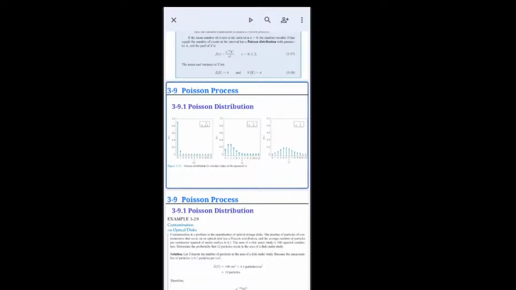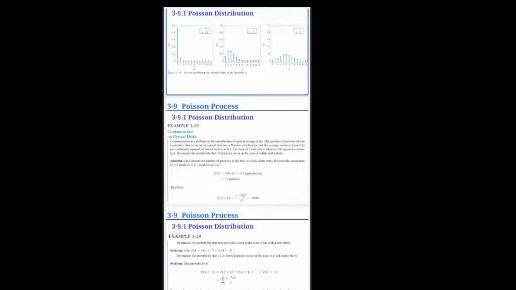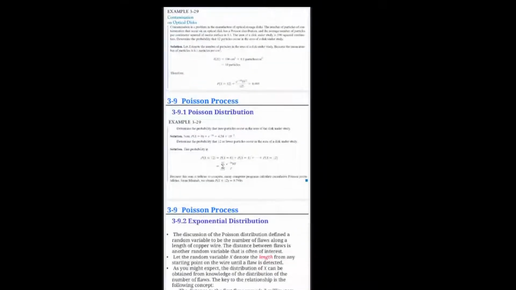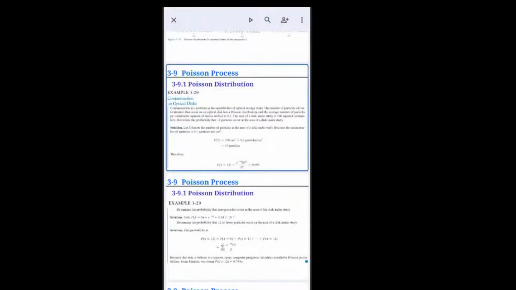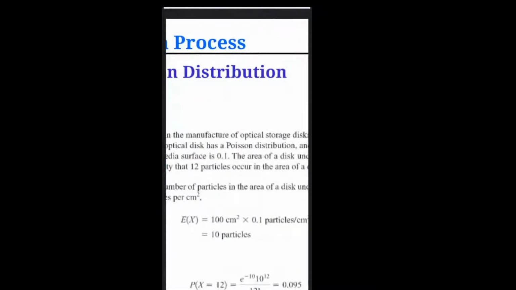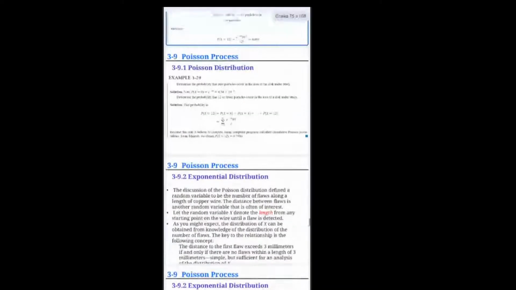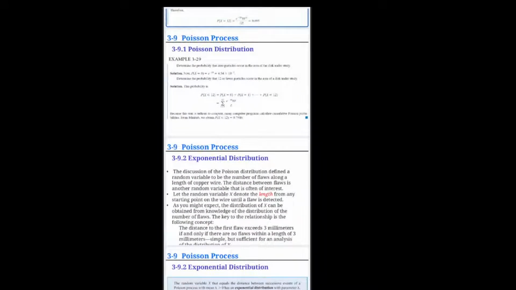І, відповідно, далі ми зможемо розв'язувати задачі, використовуючи ці особливості функції Пуассона. І тут нічого складного, треба підставити фактично в формулу значення і в результаті отримати математичне очікування, або ймовірність, або дисперсію.